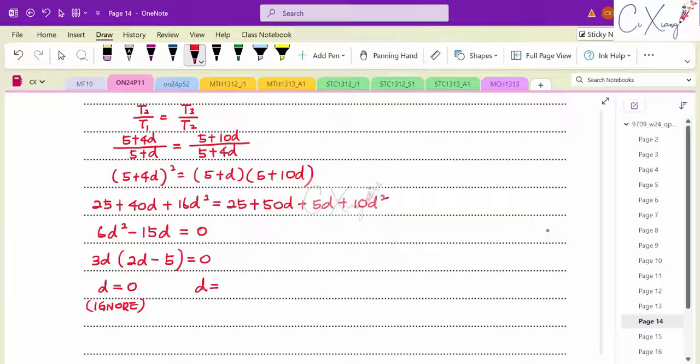Therefore, the other answer for d will be 5/2. Alright, so this is how we solve part A. Let's proceed to part number B.